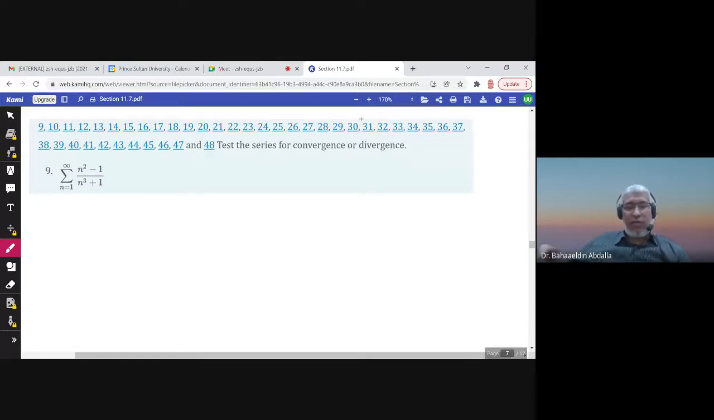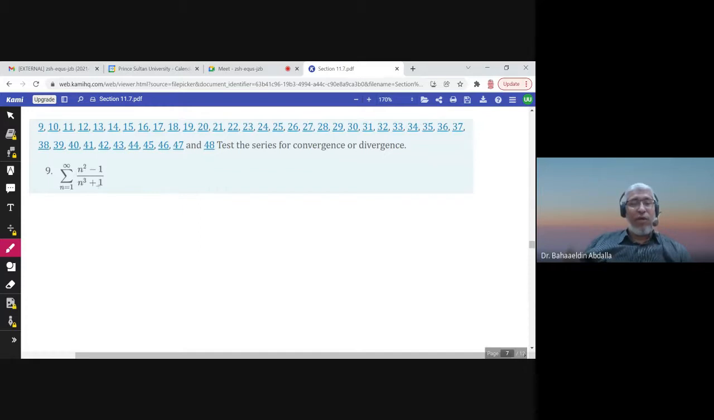Let us solve some exercises about section 11.7. This section is a review of all what we studied about series from 11.2 to 11.6. So you need to study the previous sections before starting or looking at these exercises. The question is: test the series for convergence or divergence. We will follow the strategy we used in the previous section, in the video before this, in which we illustrated 22 examples.